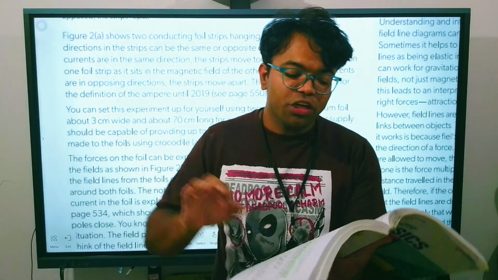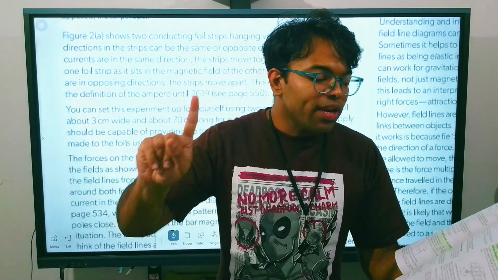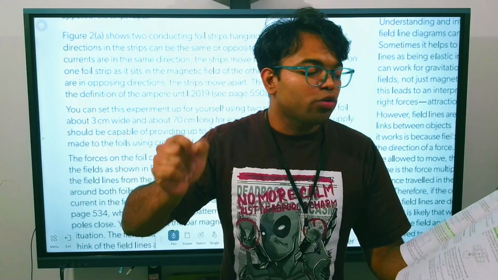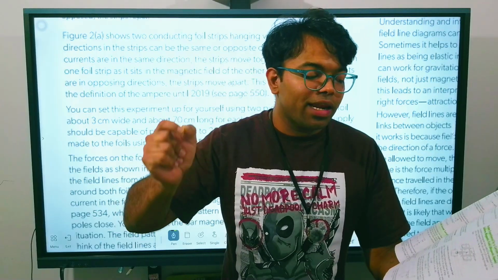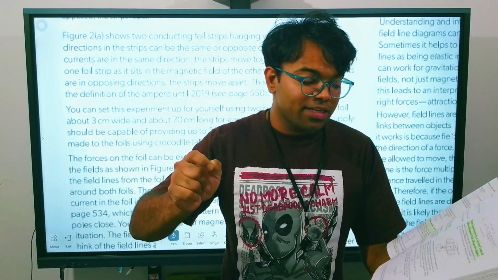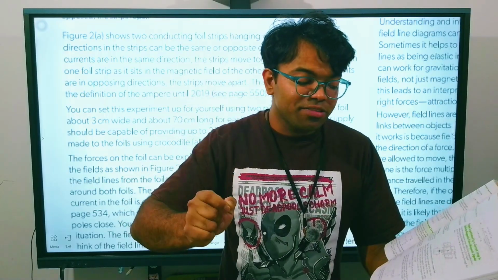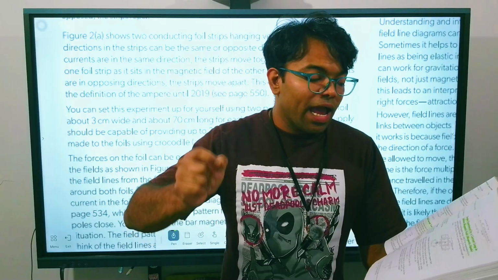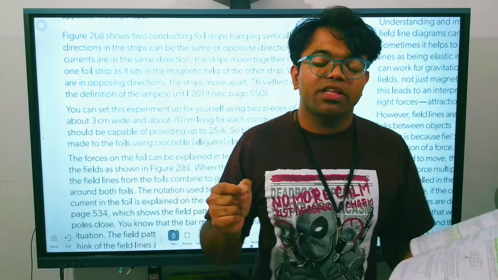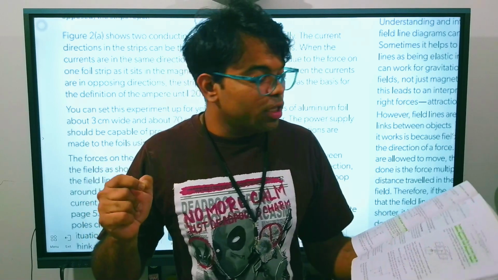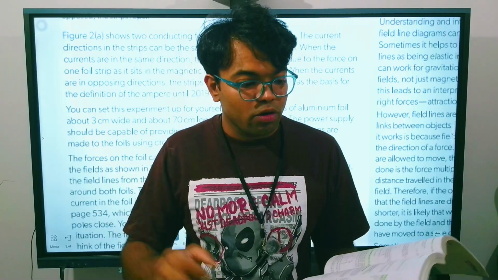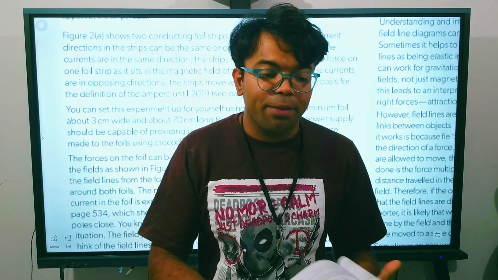So, the definition of 1 ampere becomes: 1 ampere is the current which flows through each of the two parallel uniform linear conductors which are placed in free space at a distance of 1 meter from each other and attract or repel each other with a force of 2 into 10 to the power minus 7 newtons per meter of their length. Okay, so what is the definition of 1 ampere?